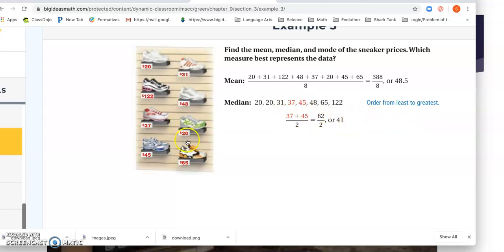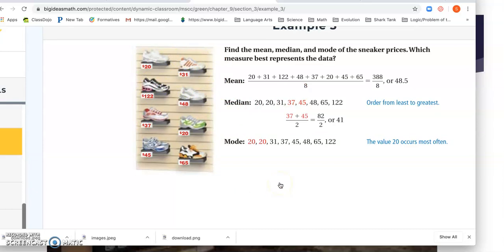Okay. Next thing you have is the mode. Which one shows up the most? Well, we got 2 pairs of shoes at $20. So mode would be $20. Now, let's look at our numbers. You got $48.50, $41, and $20. Which of these would be the most accurate representation of these shoes?